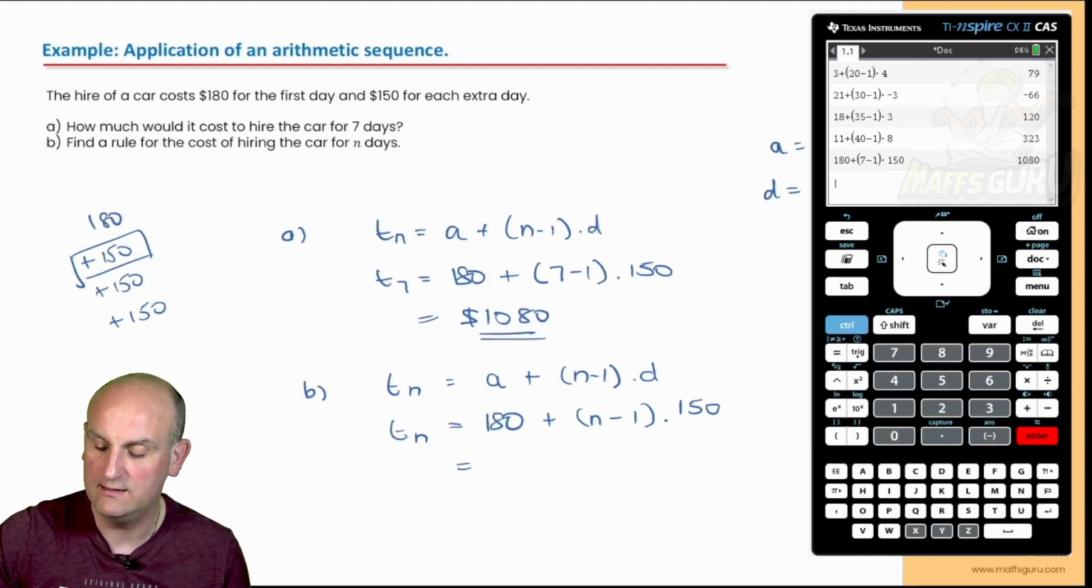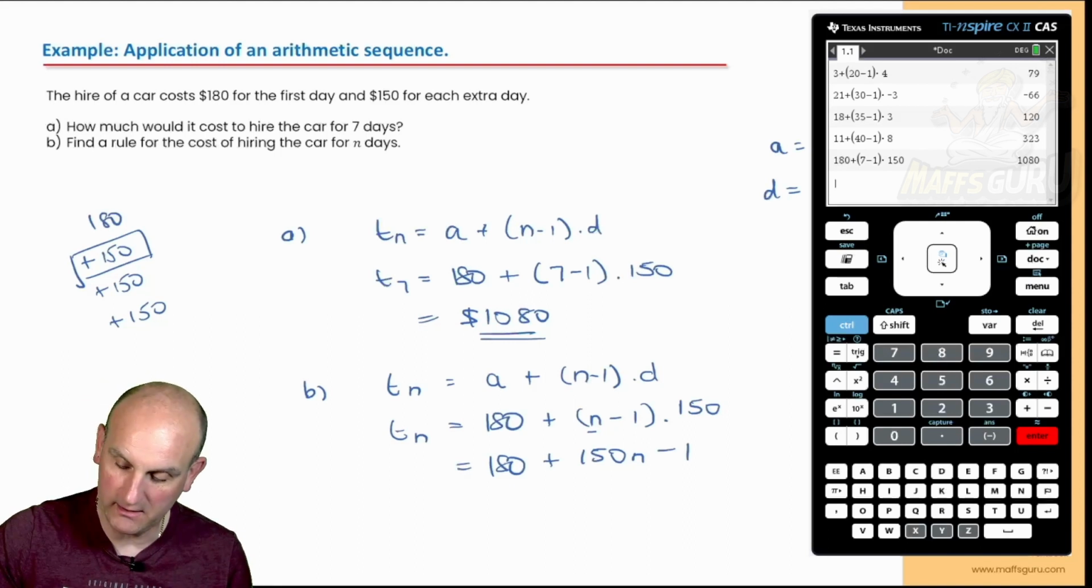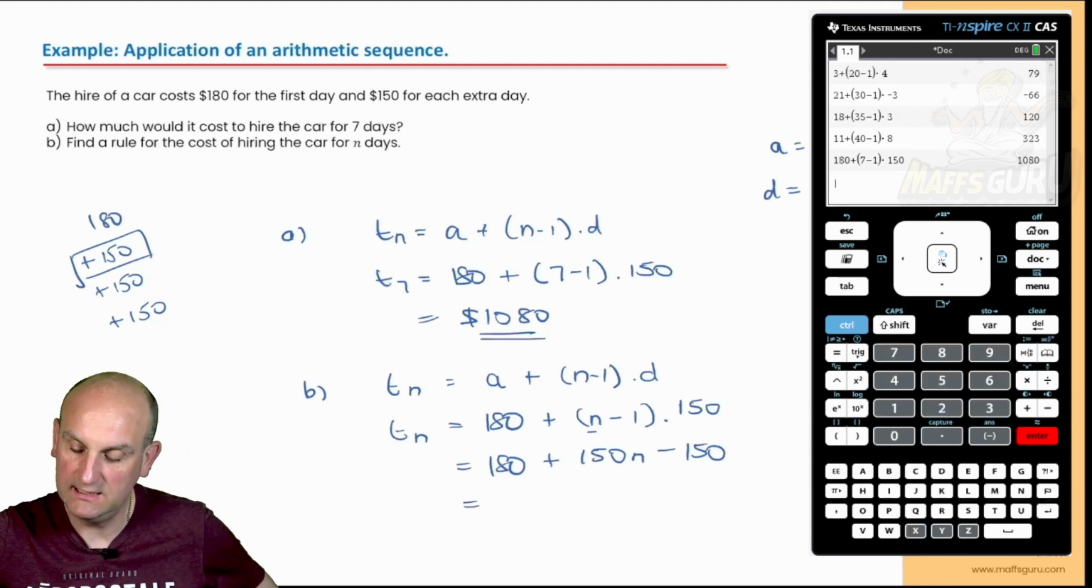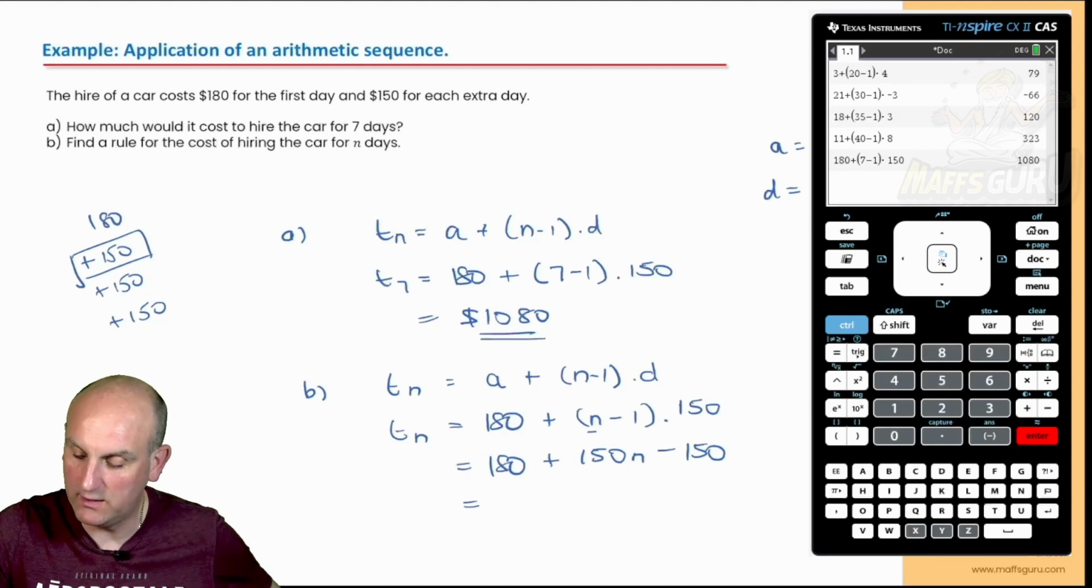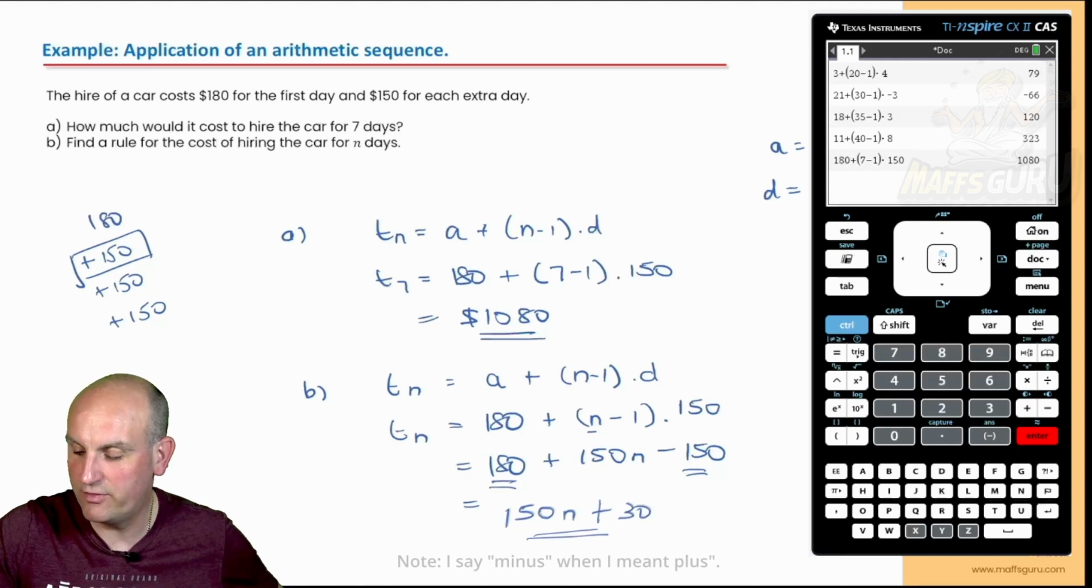Now, what I can do here is multiply that bracket out. So that's 180. N times 150 is 150N. Minus 1 times 150 is minus 150. So I'm multiplying up my brackets. There we go. So what have I got here? 180 plus 150N minus 150, well, I can do 180 minus 150, which gives me 30. So if I write this out again, I'm going to get 150N minus 30.